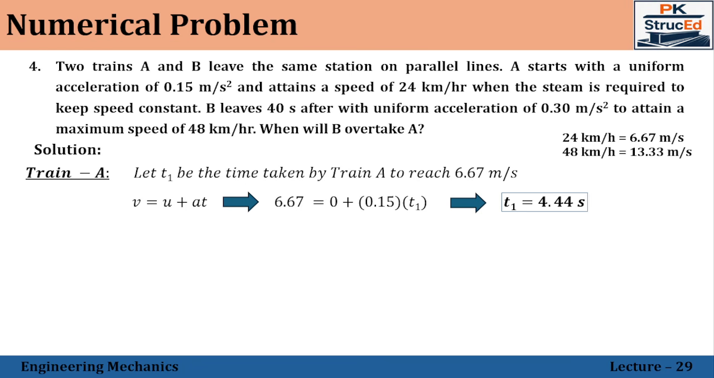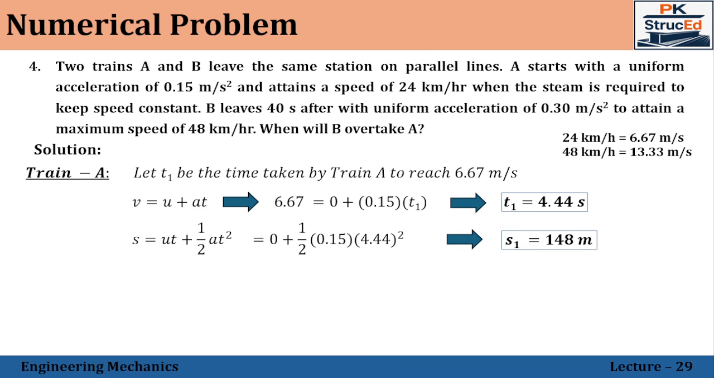So train A takes 4.44 seconds to reach its maximum speed of 24 km per hour. Then for this duration of 4.44 seconds, in order to reach its maximum speed, train A traveled a distance of s = ut + ½at², in which u is 0. Substituting the acceleration as well as the time taken, we get that the distance traveled by train A is 148 meters. Now let us move on to train B for the same first segment.